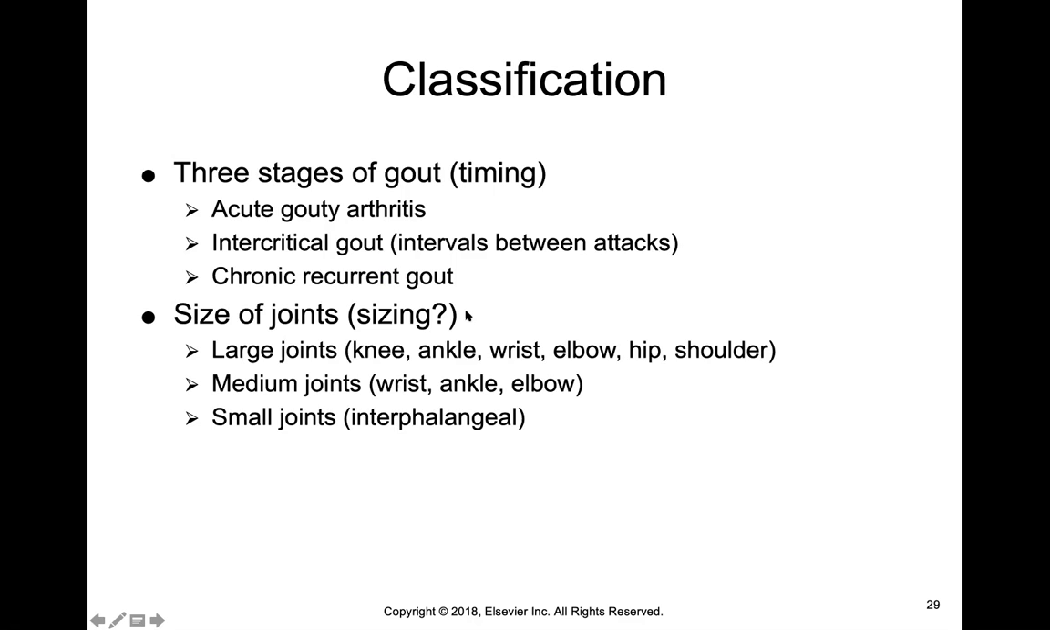So there are quite a few ways to stage gout. There is what I call timing. So there's acute gouty arthritis, intercritical gout, which is in an interval between attacks, and then chronic recurrent gout. And then there's also the size of joint involved, sizing, large joints, medium joints, and small joints.